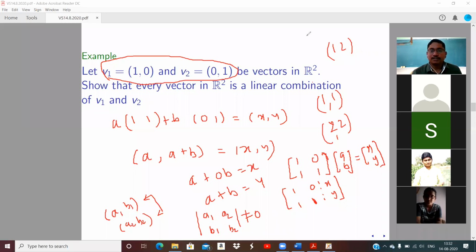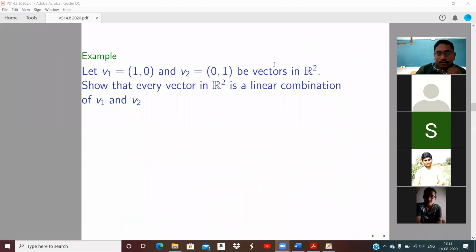Again, remember this type of vectors. Such that every vector in this vector space is written as a linear combination of these two. That term is called span. That is, these two vectors span R2. These two vectors span R2 means every vector in R2 is a linear combination of these two vectors. That concept you can see.